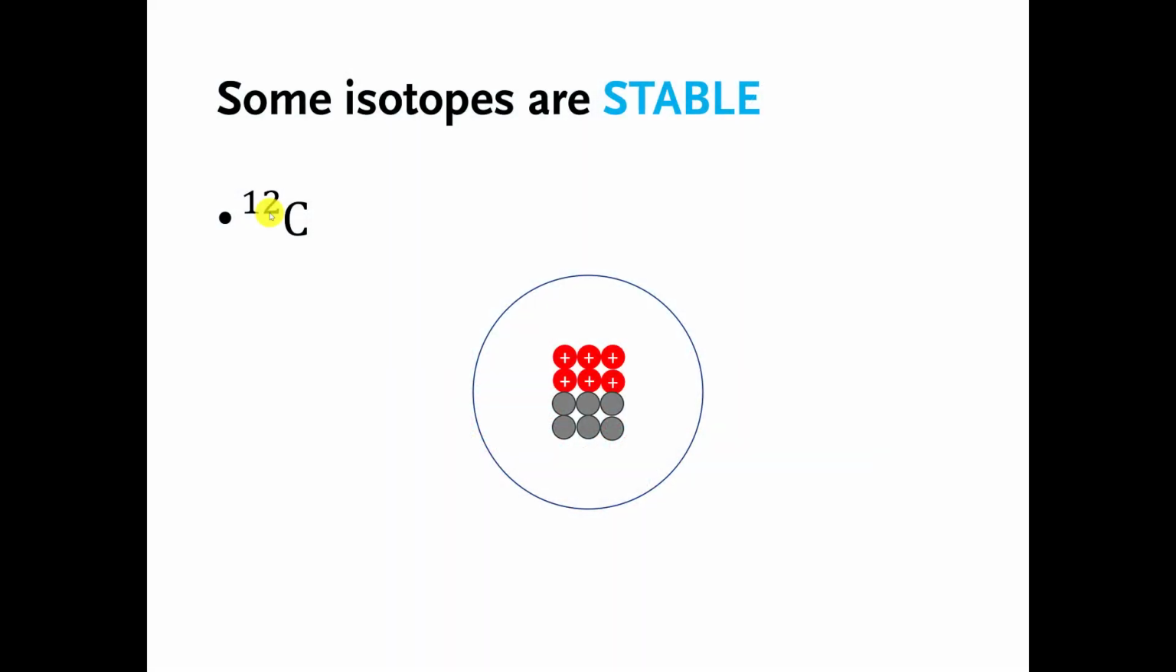Welcome back. In the previous video, we were talking about isotopes and what an isotope was. This is new information. What I'm going to tell you is that some isotopes are stable, and an example of a stable isotope is carbon-12. So this particular kind of carbon atom is stable.